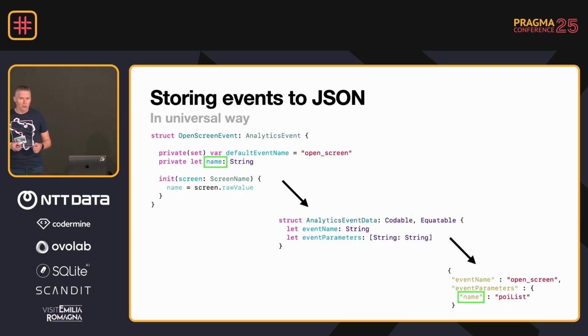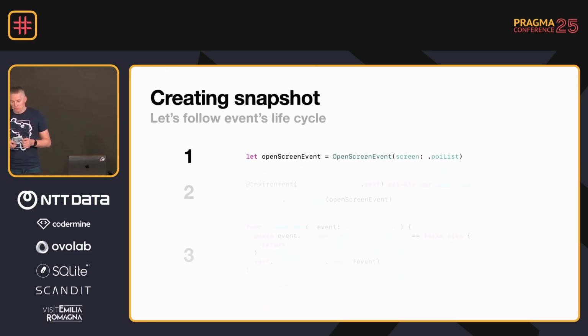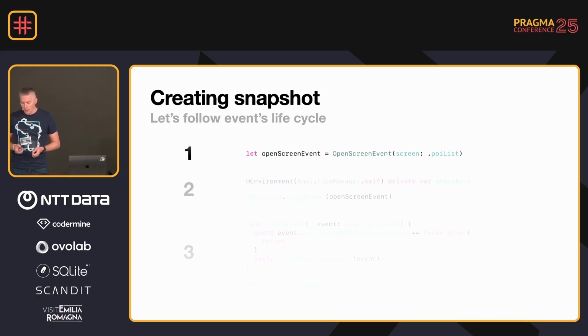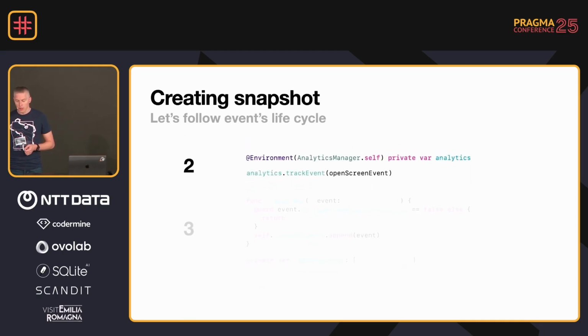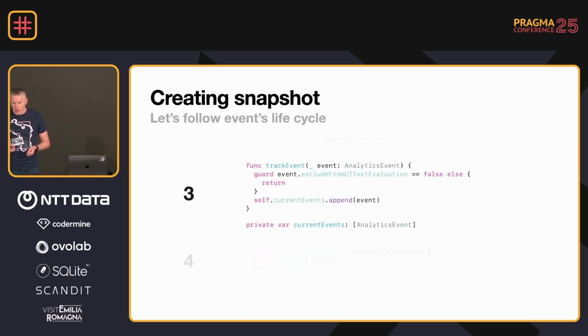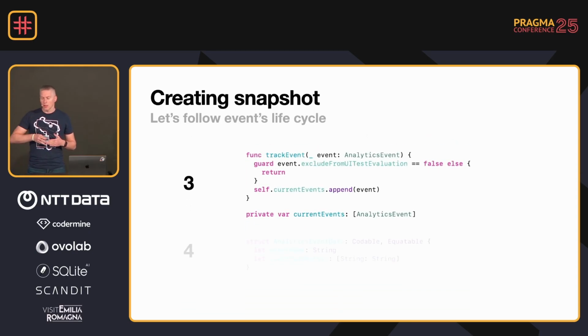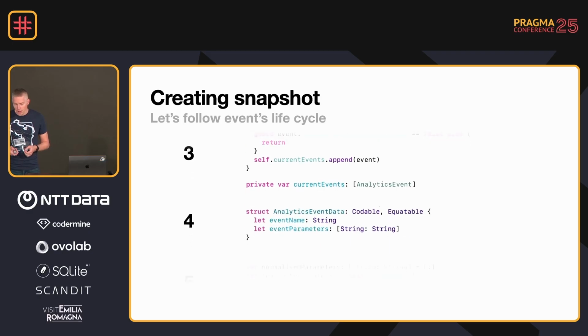So we don't need to introduce any mappings which also include probability of their error. Let's go through the event lifecycle step by step. First, we create this event structure. Then, at some place in the app when it makes sense, we invoke the dependency's track event with this event. Track event is in a row redirected to our testing provider, where we add it to an array of events.